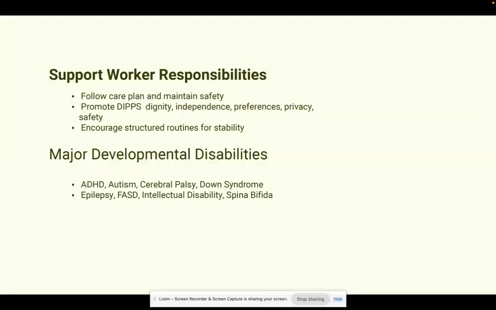So, what are the major developmental disabilities? Right? Examples or some common ones. We have ADHD, autism, cerebral palsy, Down syndrome, epilepsy, fetal alcohol syndrome, intellectual disability, and spina bifida. We will go through them one by one and identify what those are.